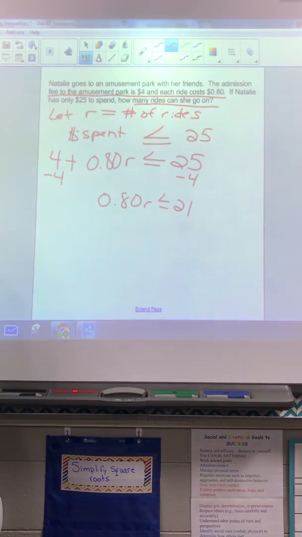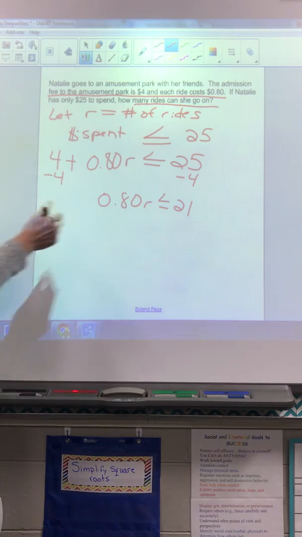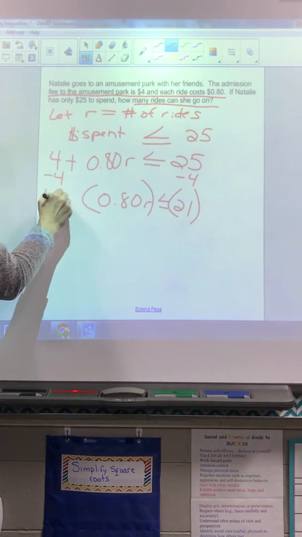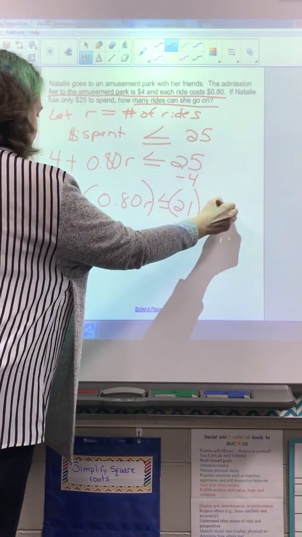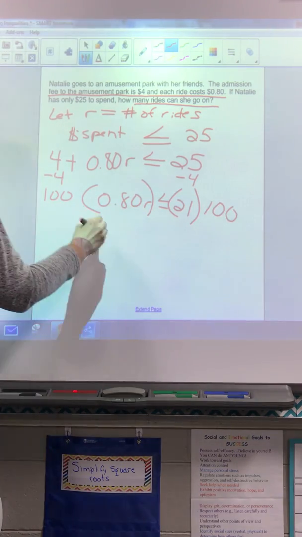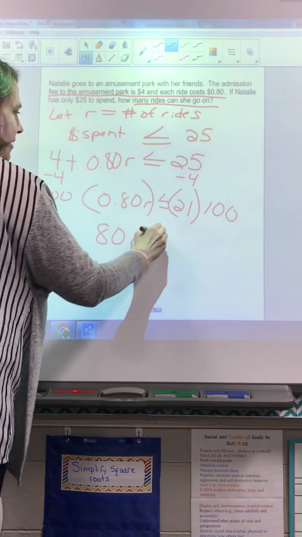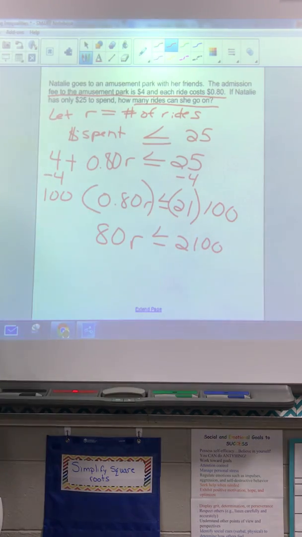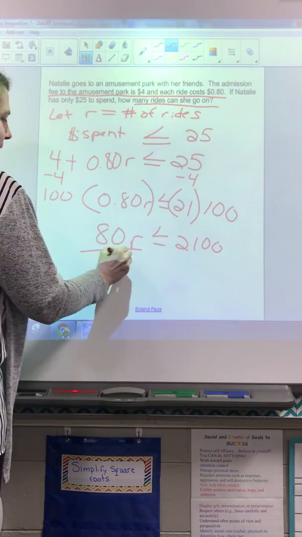Oh, you know what? This is a decimal. I hate decimals. I should have gotten rid of my decimals first, but that's okay. I'll get rid of them now. I'm going to multiply each side by 100. I could multiply by 10 because it's a 0 there, but that's okay. 80r is less than or equal to 2100.